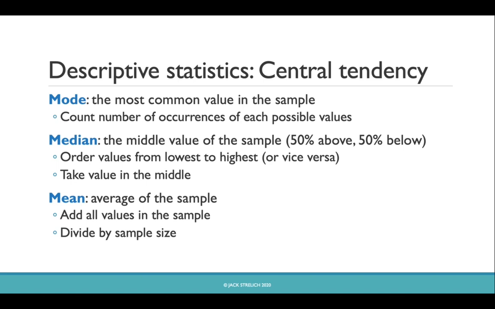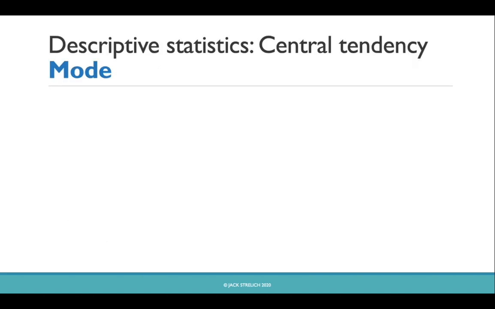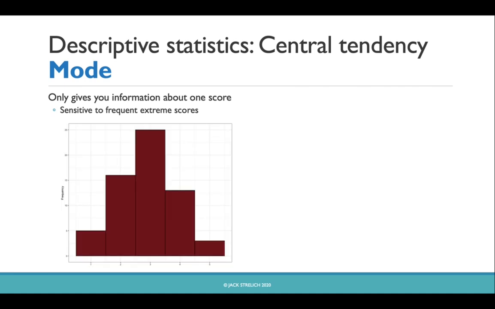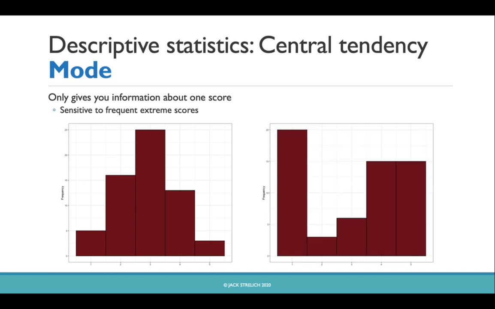Let's briefly discuss the strengths and weaknesses of each of these measures of central tendency. First, the mode only gives you information about one score. This makes it sensitive to frequent extreme scores. So we can clearly see that the mode of this distribution is 3, just by eyeballing the height of the bars. In this distribution, the mode is 1. Again, we can tell just by eyeballing.